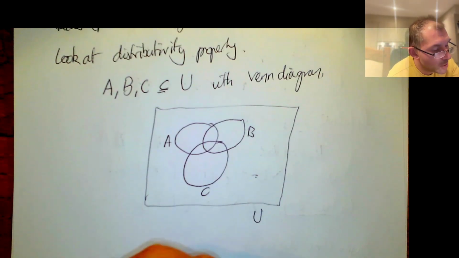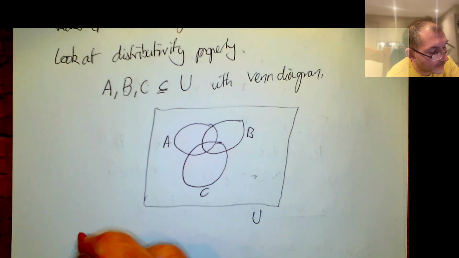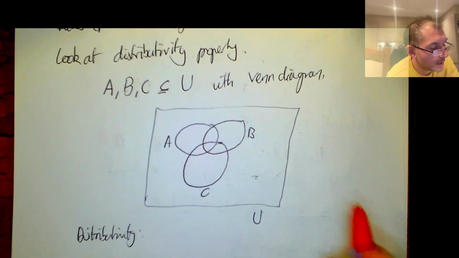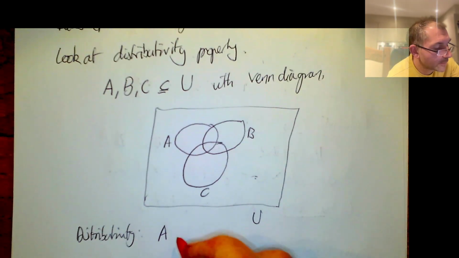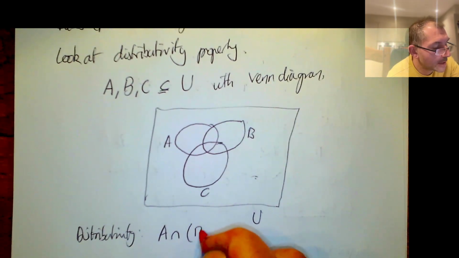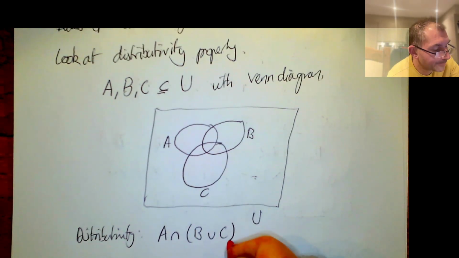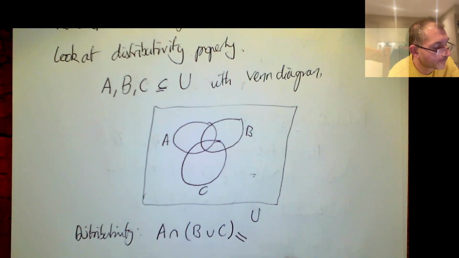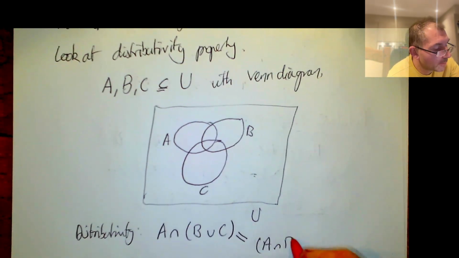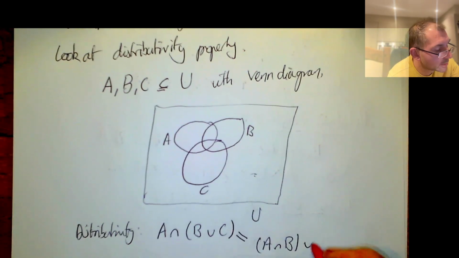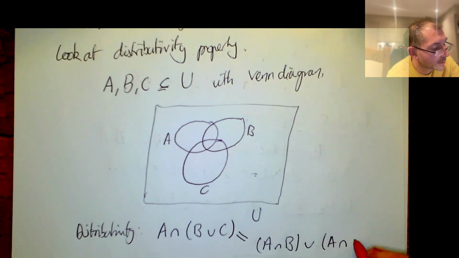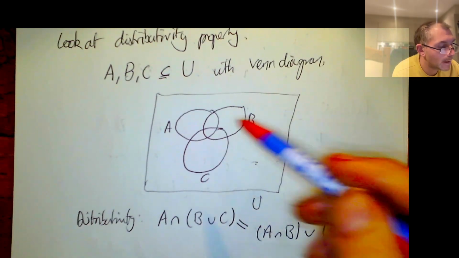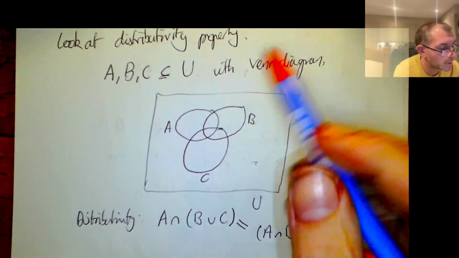So the distributivity property says, there are various versions of this, but if I do A intersect B union C, then what I should get is equal to A intersect B, so I'm just expanding these brackets, union A intersect C. So let's look at the Venn diagram and see what bits we're going to be interested in.